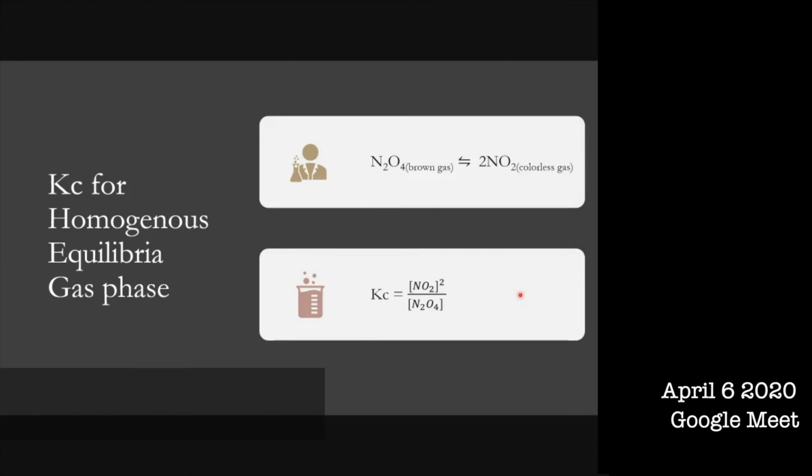Here we have again a second reaction. Here N2O4, dinitrogen tetroxide, which is a brown colored gas, decomposes to give you nitrogen dioxide, which is colorless. And actually, if you combine 2 moles of nitrogen dioxide, you get dinitrogen tetroxide, which is a brown colored gas.